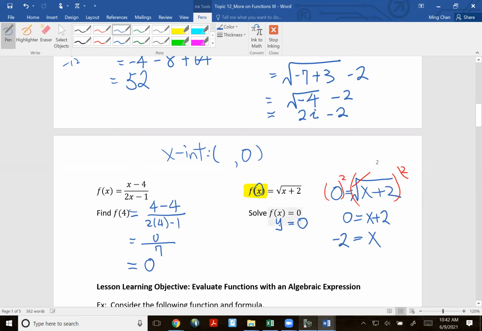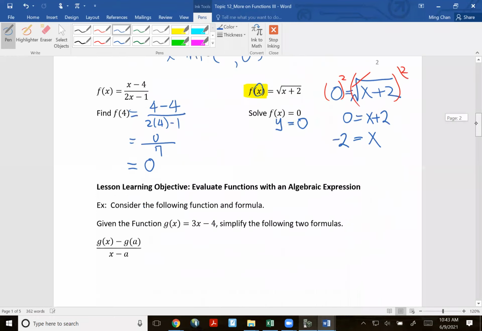There you go. So solving f of x equal to 0 means find x when y is equal to 0, and that's exactly the same thing as finding the x-intercept. So for every one of these functions, if I'm looking for the x-intercept, I simply replace f of x with a 0 and solve for x.